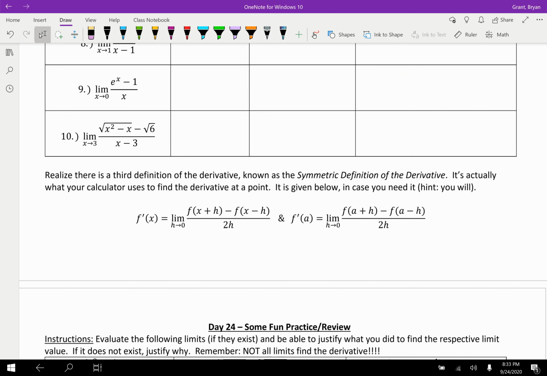At this point, you should have finished the first 2 pages. You do need to realize that there is a third definition of the derivative, and we briefly talked about it a while back too. It's known as the symmetric definition of the derivative. It's actually what most calculators use to find the derivative at a point. And it's given below here.